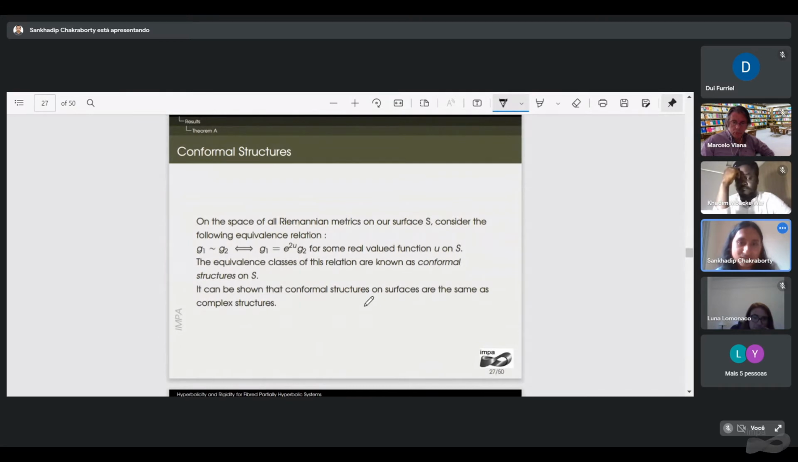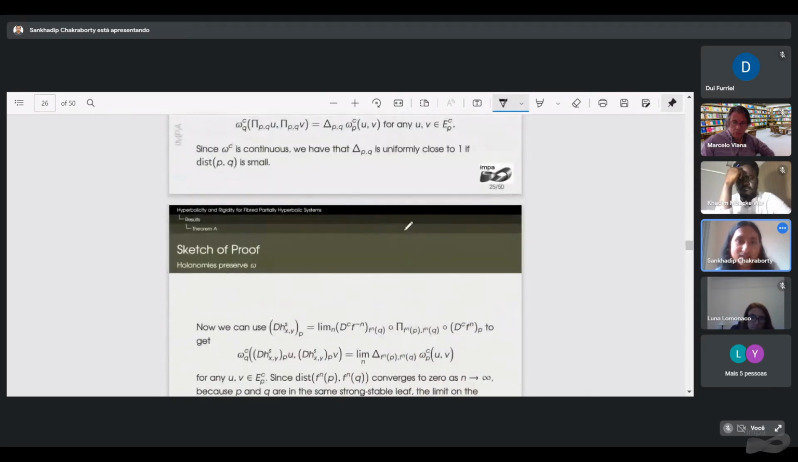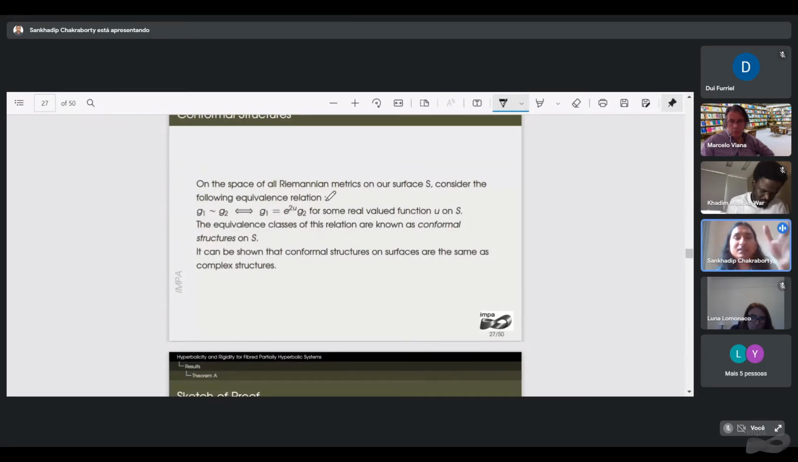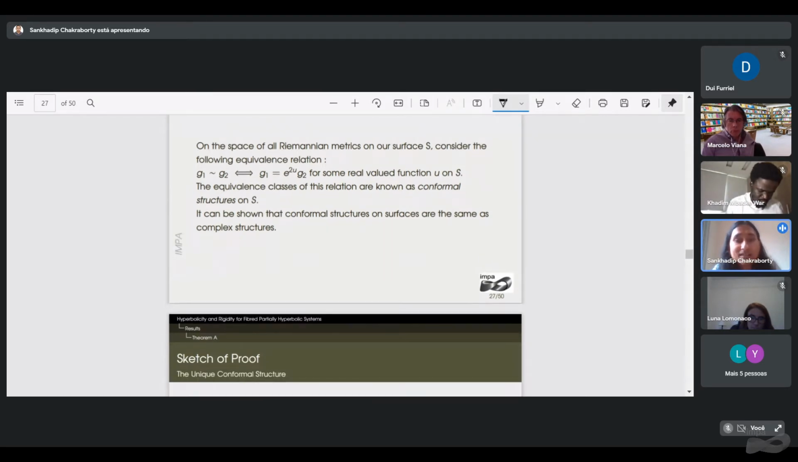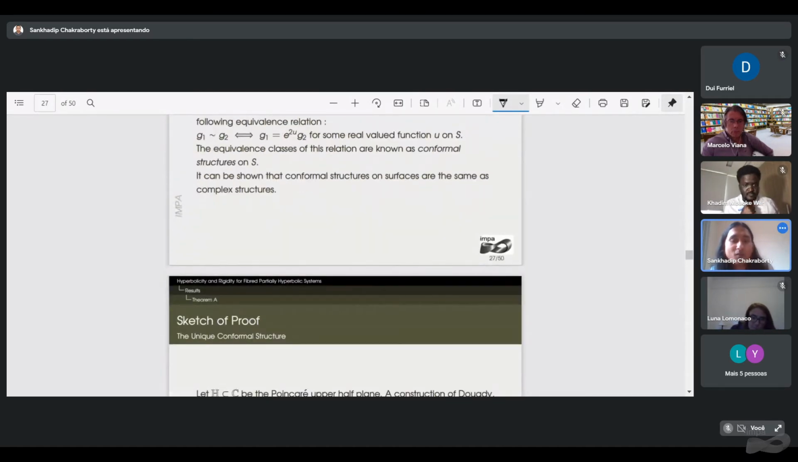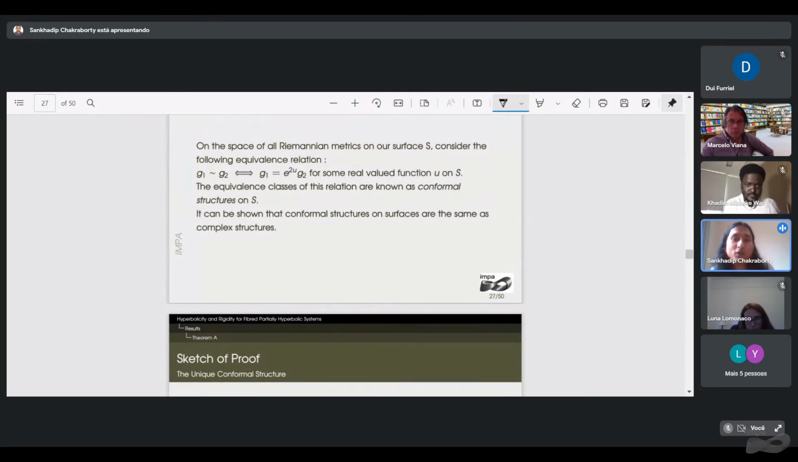Then we have to talk about conformal structures for the second and third part. This is all just lemma. We haven't proved anything yet. So a conformal structure is defined as follows. We take the space of all Riemannian metrics on our surface S, and we consider an equivalence relation: G1 is related to G2 if G1 is a positive multiple of G2 at all points. The equivalence classes of this relation are called the conformal structures. It can be shown that the conformal structures on surfaces are the same as complex structures. Actually, conformal structures give almost complex structures, and on surfaces, almost complex structures give complex structures. This is a way to get a complex manifold structure on the central leaves, because central leaves are modeled after that surface S.